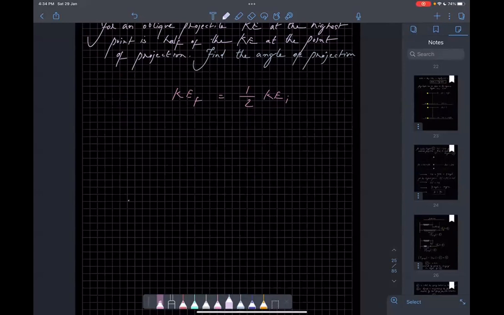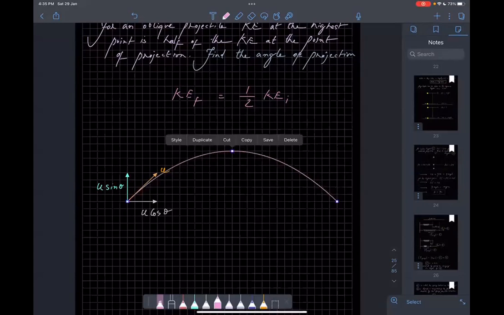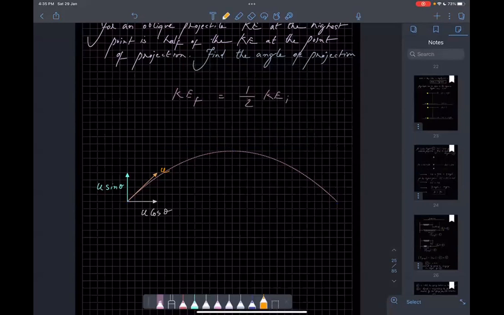देखो भाई ऐसा लॉन्च करे ना, इनिशियल वेलोसिटी क्या है बोलो? u है। इसके दो कंपोनेंट्स हैं, एक u cos थीटा है और एक है u sin थीटा। क्लियर? जब ये हाईएस्ट पॉइंट पे जाता है, क्या जीरो होता है? u sin theta जीरो हो जाता है। u cos theta वही रहता है, it doesn't change because there is no force in that direction.